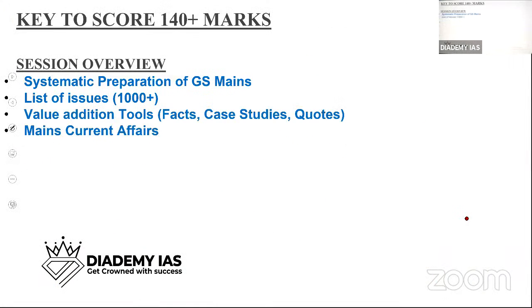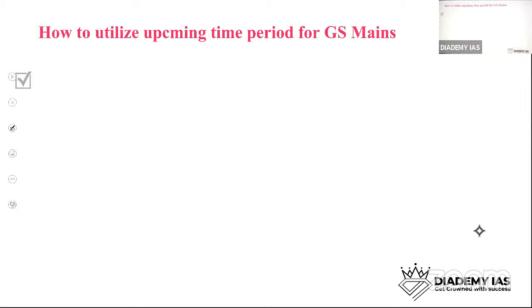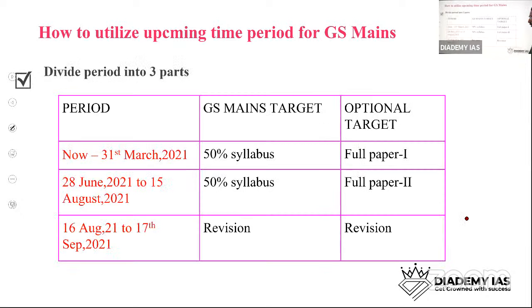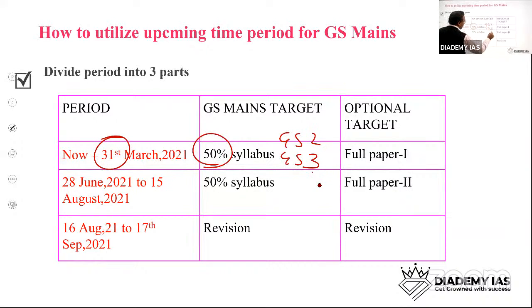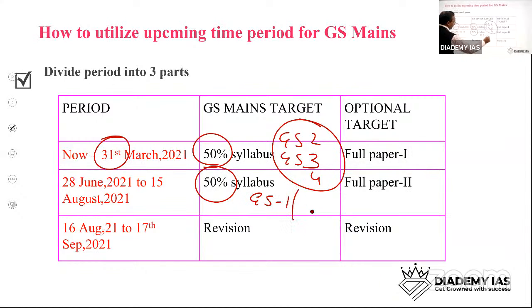Moving further, now let us see how to utilize the time period for the GS mains. If you are preparing for 2021, then this should be your approach. Till 31st of March, you should complete 50% of the GS syllabus, at least GS paper 2, GS paper 3 and GS paper 4. These three papers you should complete before March 31st. Complete the rest of the syllabus, especially GS 1, current affairs and essay, after the prelims exam.